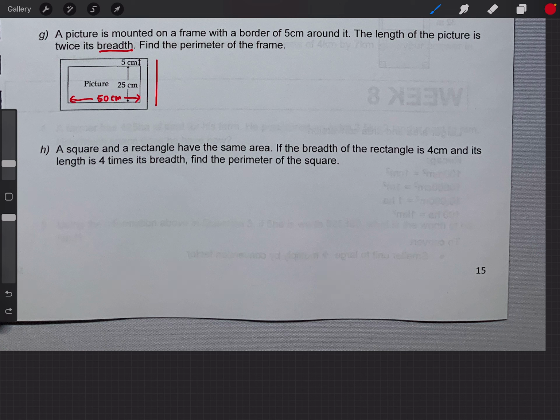So I need to know how wide and how long the frame is. So the frame, we have 25, plus another 5, then you gotta plus another 5 down here. So that makes 35. Now on the other side, we want to find the width. We have 50, so that's from there to there.